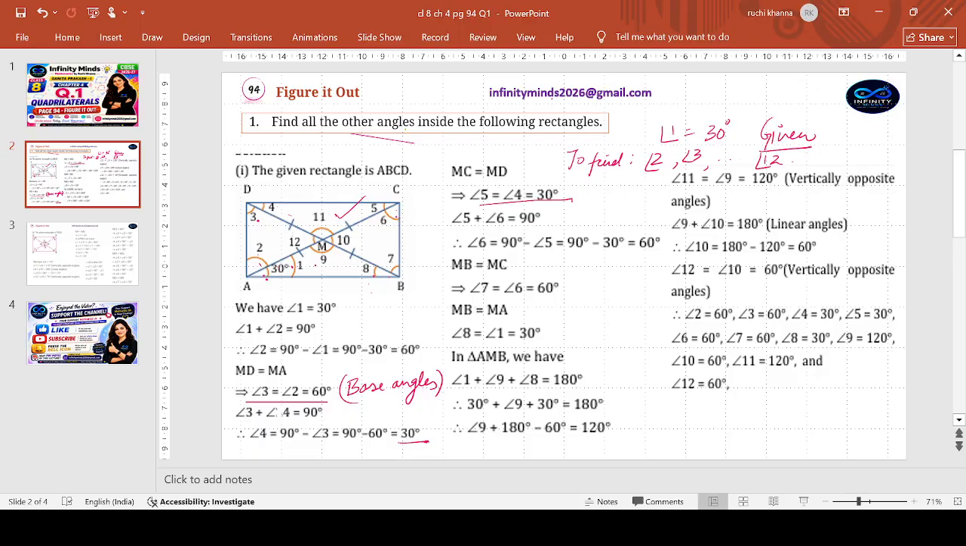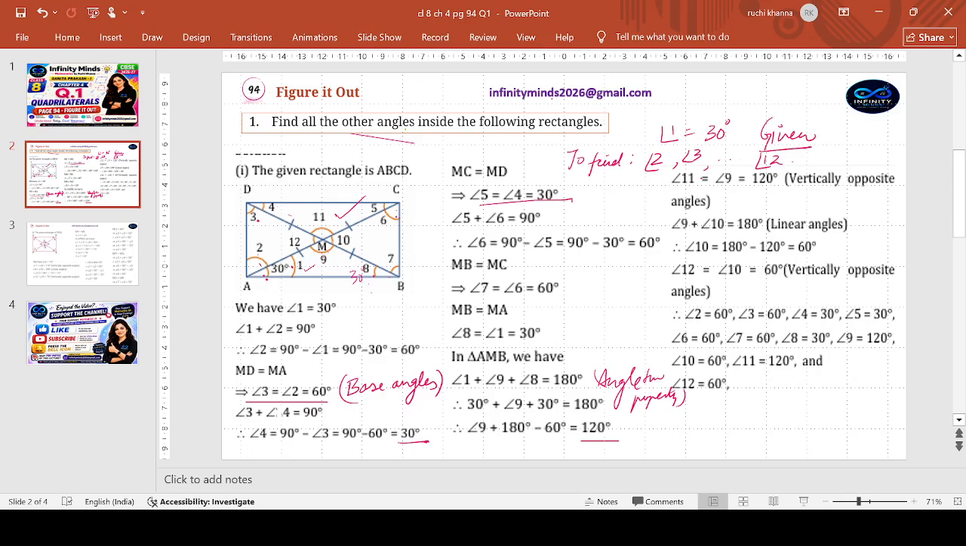Now how about this? Coming to one of the triangles, if two angles of the triangle are solved, we can get the value of the third angle. In triangle AMB, if one is 30 degrees and the other has also been found to be 30 degrees, then in a triangle, the sum of three angles measures 180 degrees. Angle sum property. Applying that rule, we can add up 30 and 30, 60, from 180. So the value of angle 9 also comes to be 120 degrees.